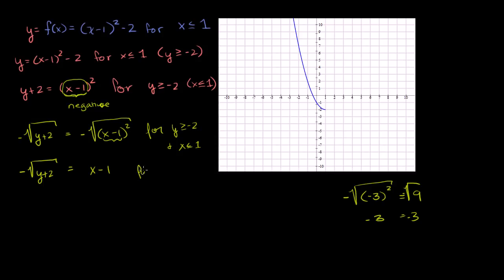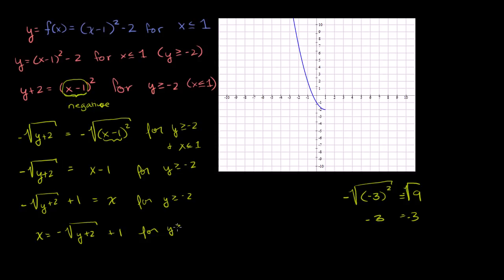Add 1 to both sides, for y greater than or equal to negative 2. You get negative square root of y plus 2, plus 1, is equal to x, for y greater than or equal to negative 2. Or if we want to rewrite it, we could say that x is equal to the negative square root of y plus 2, plus 1, for y greater than or equal to negative 2.